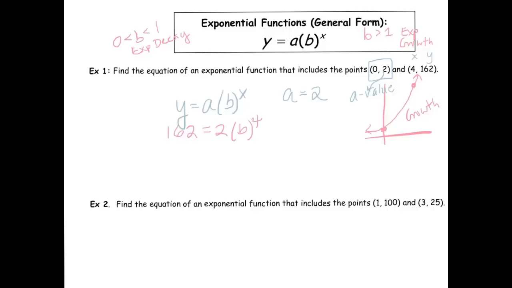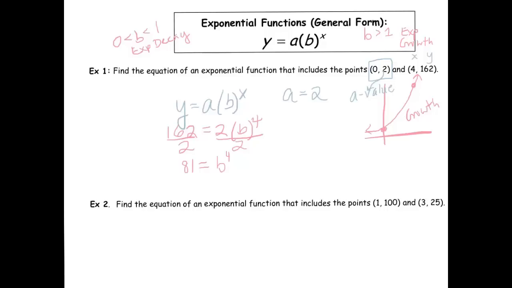So now I want to solve for b. So let's see. I would have to divide both sides by 2. I'd have to undo this multiplication first. And if you need a calculator, go ahead, check that out. You get 81 equals b to the 4th power. That's how you say that.